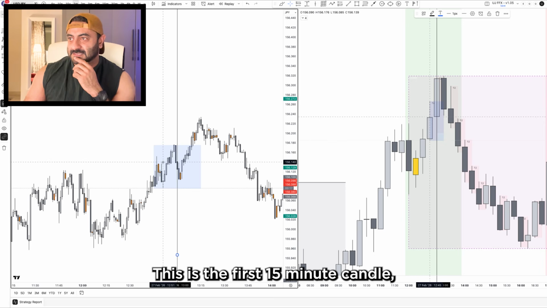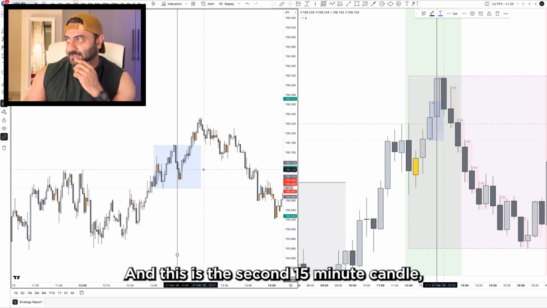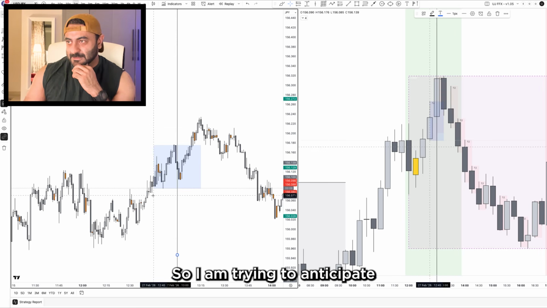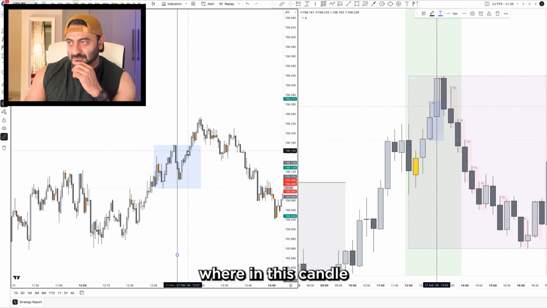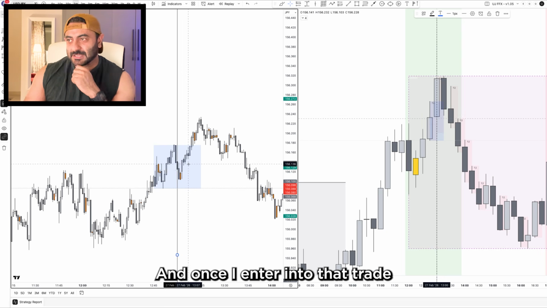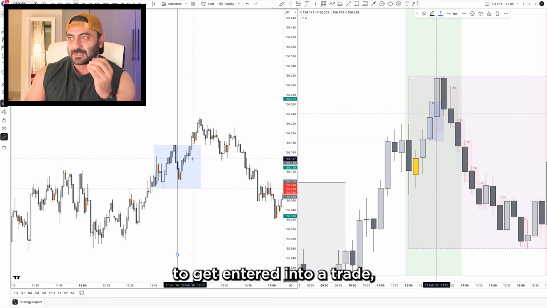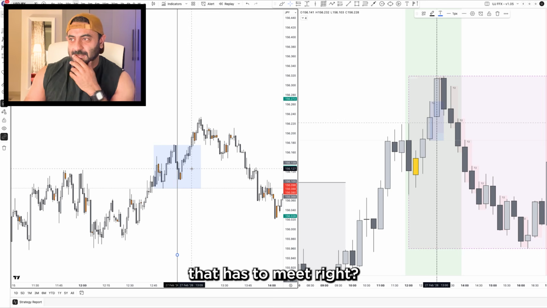There. This is the first 15-minute candle, which is right here. And this is the second 15-minute candle, which is this one right here, the start of this one. So I am trying to anticipate where in this candle I can enter into a trade. And once I enter into that trade, I leave it, whatever the trade management is. But in order for me to enter into a trade, there are certain things that have to be met, right?